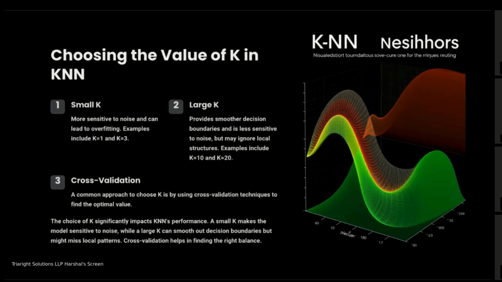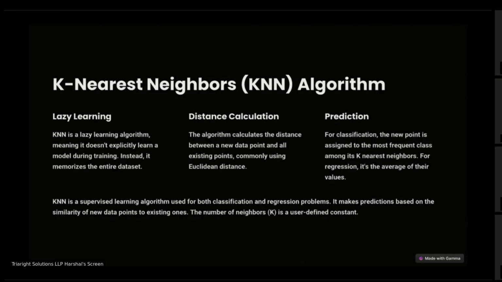So let's compute the distance. In the distance calculation, the distance between the new data point and all existing points in the data set is calculated. The most common distance metric used is Euclidean distance. There are many other distances, but we will go only for Euclidean distance. The Euclidean distance formula is there, but we won't go into that formula.